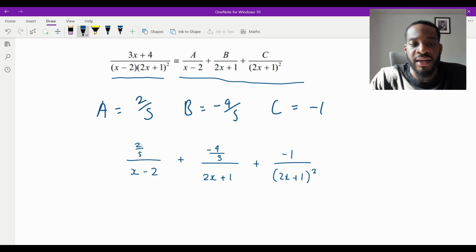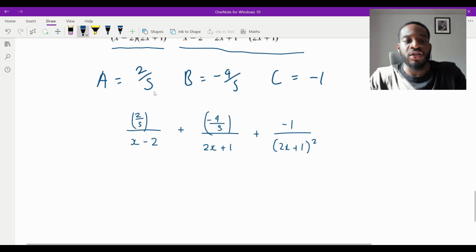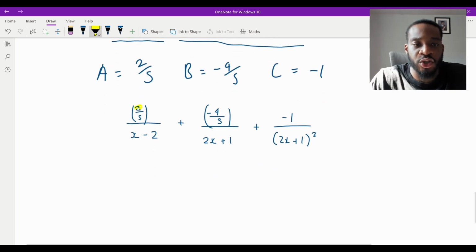Now, algebraically, I don't like the fact that these fractions are on the numerator. You can actually put this 1 on top. You can put this 2 on top, and then that division of 5, you can put with the denominator. So we can write it a bit neater. So it's actually 2 over 5, and then it's going to be x minus 2. You can write it like that.